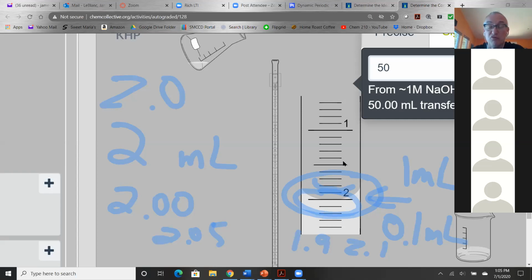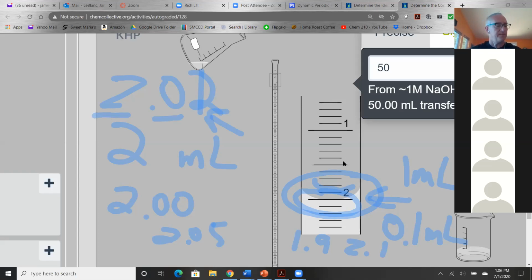If we looked really, really closely, we might see that it's just a tiny bit above 2.0. So someone might look at that in the lab and say, that's 2.01, and somebody else might say it's 2.02. And both of those would be fine. Both of those are legitimate measurements because this digit is given, and you estimate that one. But all three numbers are significant.